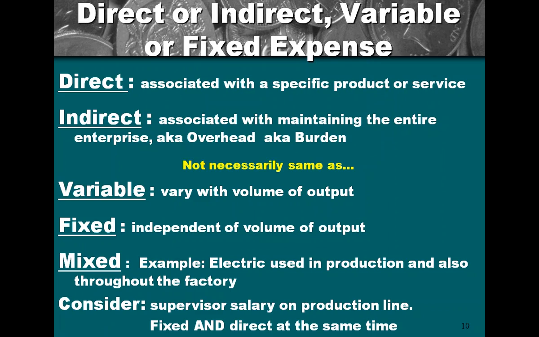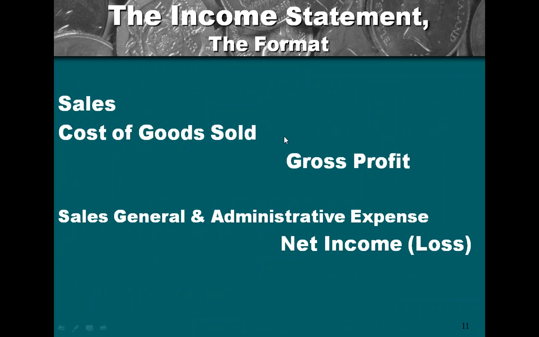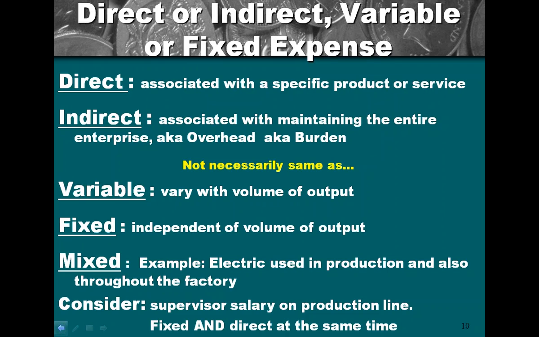Okay, all right. So direct is associated with a very specific product or service. Indirect is associated with maintaining the entire enterprise, also known as overhead or burden. So overhead, burden, indirect is all the same. Direct is associated with a specific product or service. So if you're making tables, lumber is going to be a direct expense, whereas the rent on your building is going to be indirect.